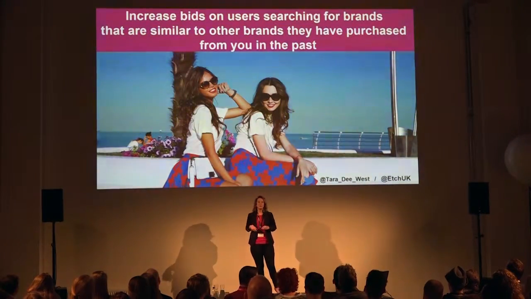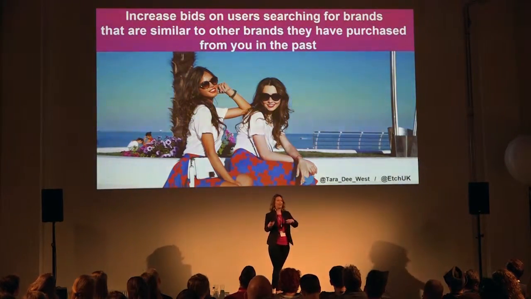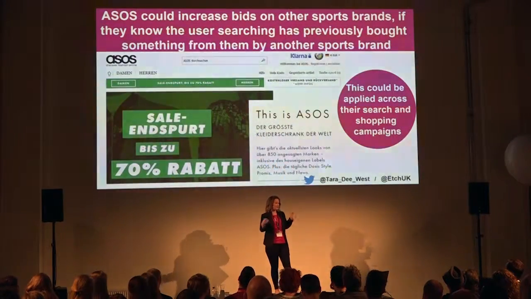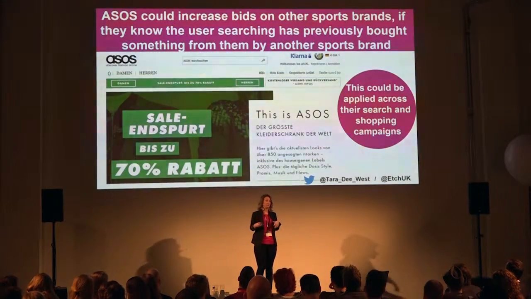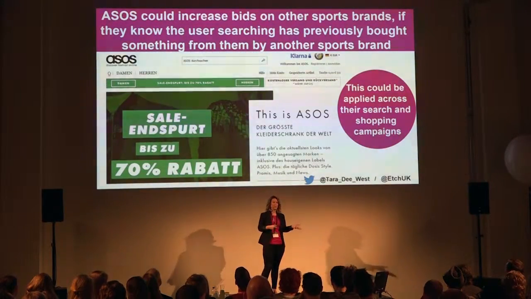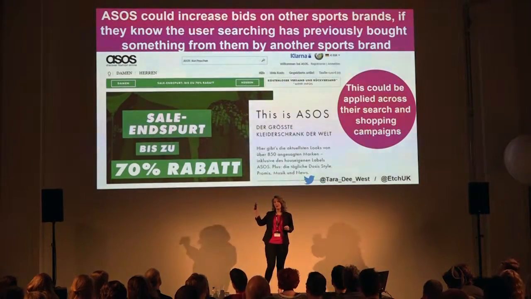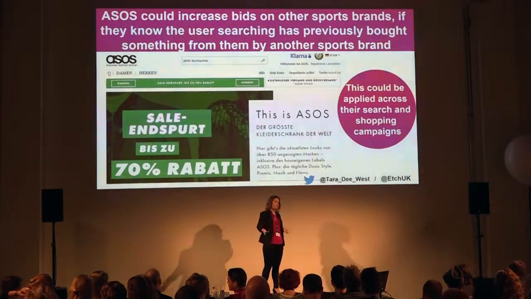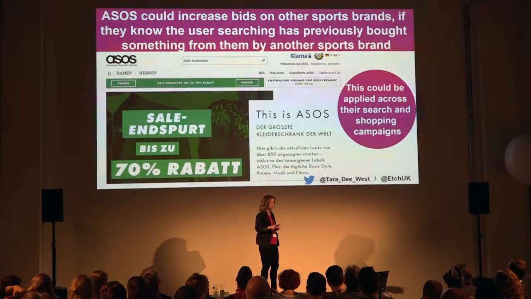Another tactic is to increase your bids if you know the person has bought something similar from you in the past. So it's a little bit similar to the previous example. But for example, ASOS could increase their bids if they know the person searching has bought something from them related to what they're searching for again. So if they've bought a sports brand, for example, from them in the past, they could create a list of all those people and apply that list to all their ad groups which are advertising sports brands that they sell, and increase the bids on those users because they've bought sports goods from them before, they're likely to do it again.